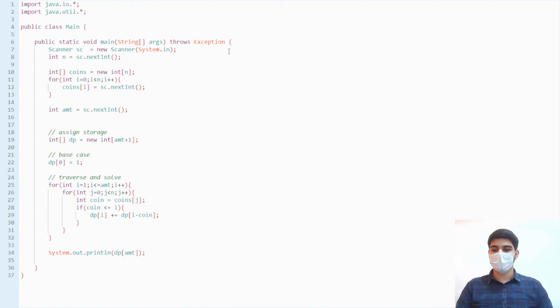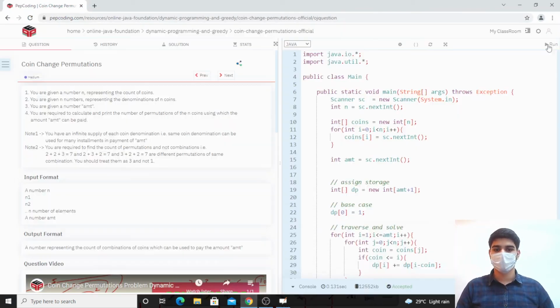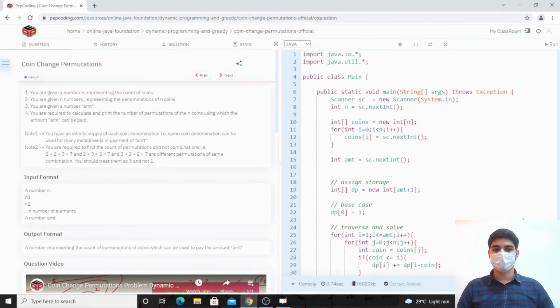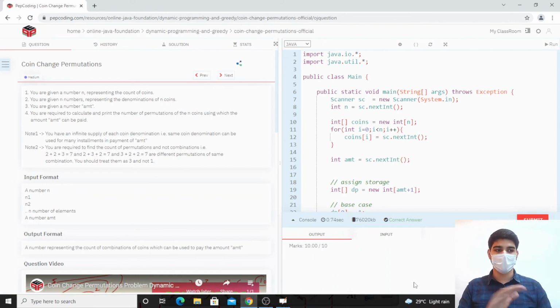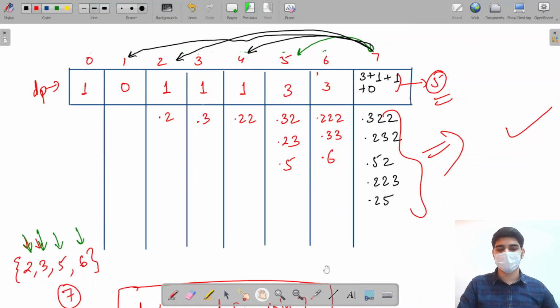This looks fine. Let's run this and see if it works or not. And it does. So let's submit for all the test cases. It submits, and we are getting 10 out of 10. Now, if you go back, what we did was traverse, and for each and every amount, we tried all the possible ways in which we can accommodate all the coins. That helps us create the permutations 322, 232, 223, 5225, all of these.